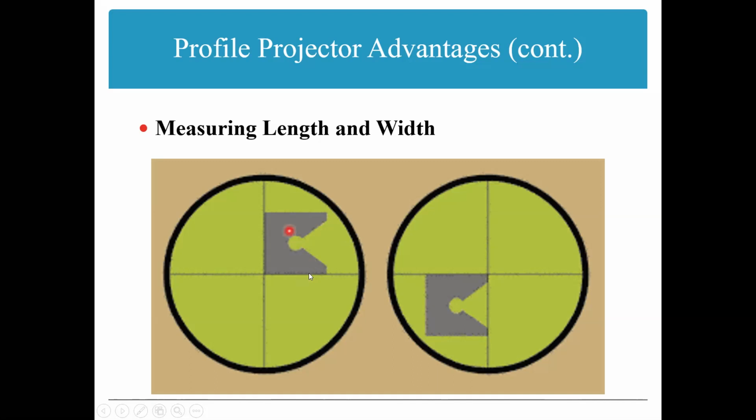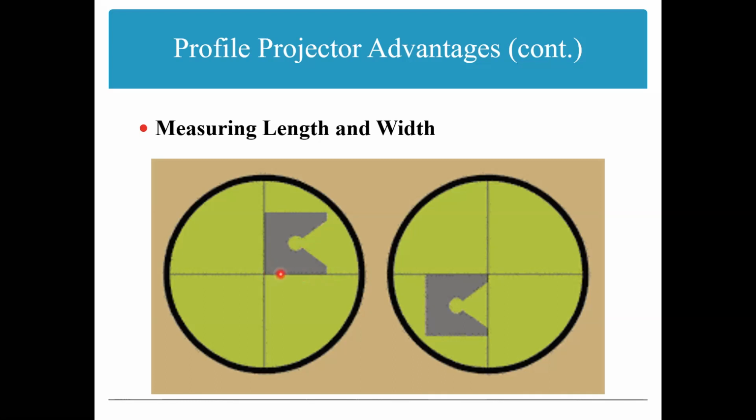Suppose you want to measure the length of this object, as discussed in the case of the toolmaker's microscope. Here the initial measurement is taken at this position, and then you have to move this vertical line to the next location and take the reading again. By taking the difference of the two readings, initial reading and final reading, you can get the length of the object image here. Suppose you want to measure the width, which means in this direction. Initially, this horizontal reference line is matched with the boundary of the object image.